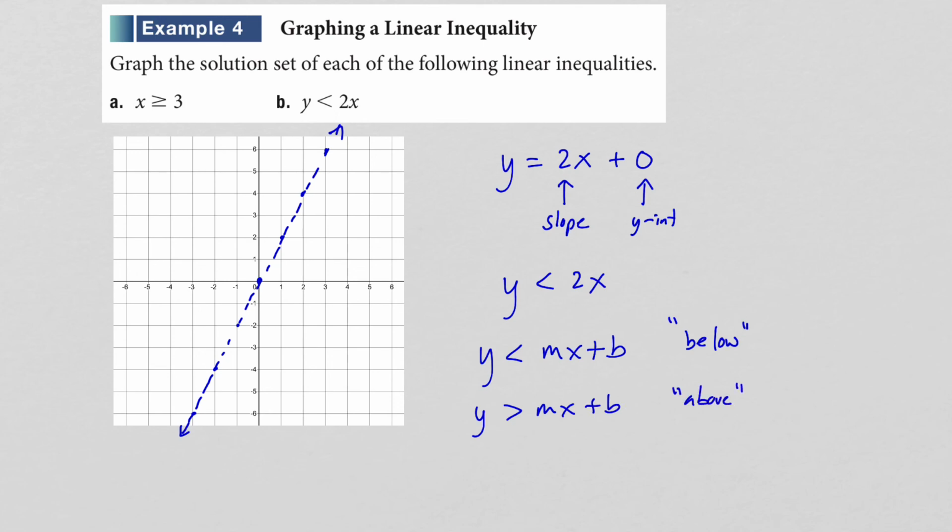Now, why is this? It's very simple. The y variable gets larger when you go up and gets smaller when you go down. So if we want y to be less than 2x, we want the y values to be less than the line. That means below the line. So the shading occurs down here.